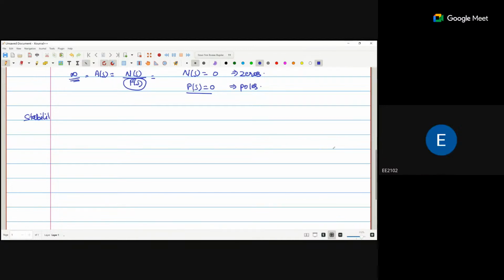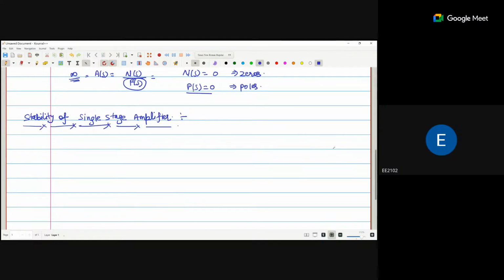Stability of single stage. That is, sir, lecture 5. Lecture 5. Can you tell me the name? I don't know the name of that one. Single stage amplifier stability. Okay. Week 7, lecture 5. Okay, no problem with that.